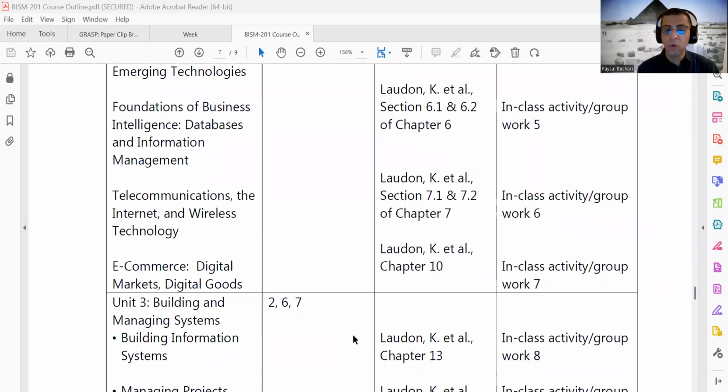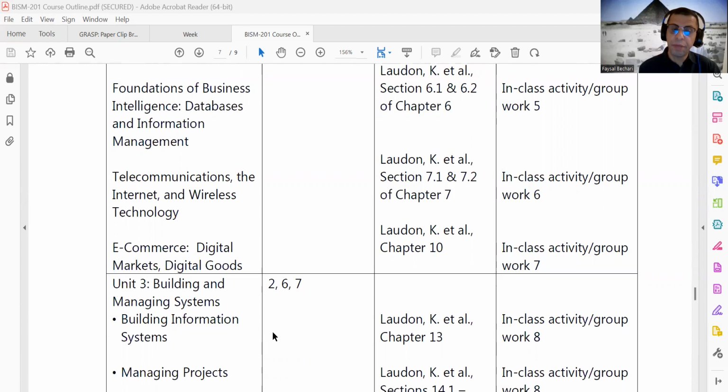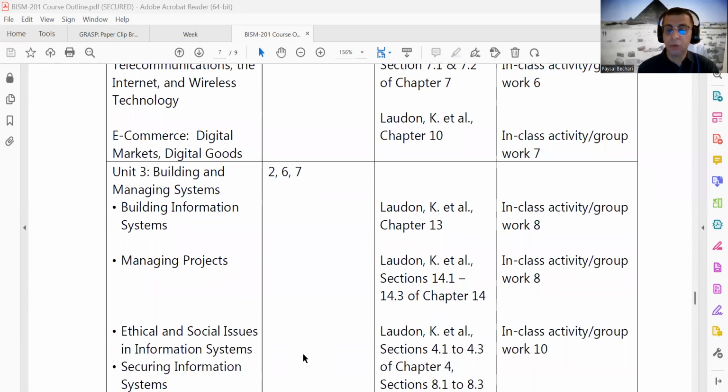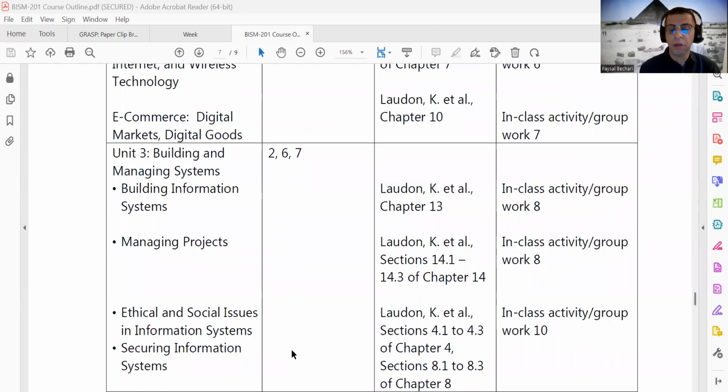In chapter 11, we're talking about building and managing systems. There we start understanding how to build information systems and how to manage a project. That's very interesting in chapter 14, talking about project management and how to have successful project management. Then we come back to chapter 4, where we'll talk about ethics, and chapter 8, where we'll talk about information system security.